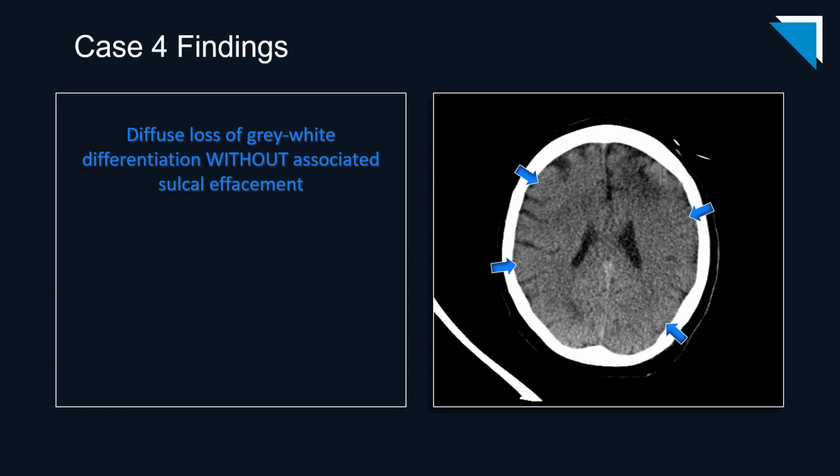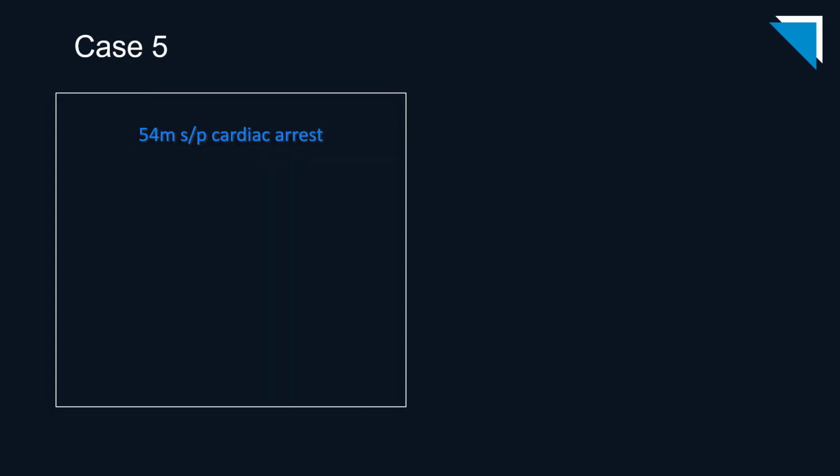There's less sulcal effacement in this case, probably due to the patient's underlying age-related volume loss, but this is nevertheless consistent with global hypoxic ischemic injury. Next up is a 54-year-old man, once again with that typical history, status post-cardiac arrest.